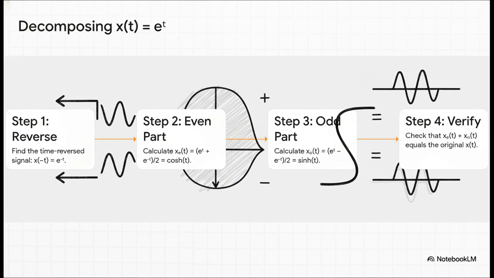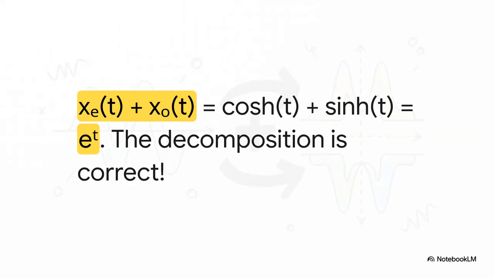So now we have our two components. But how do we know we got it right? We check our work, we just add our two components back together. And as you can see from the math right here, when you add cosh of t and sinh of t, everything simplifies out beautifully, and we're left with e to the t, our original signal. It works perfectly. We've taken the signal apart and put it back together again.